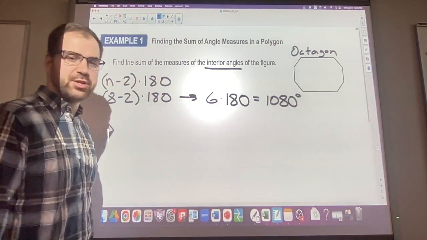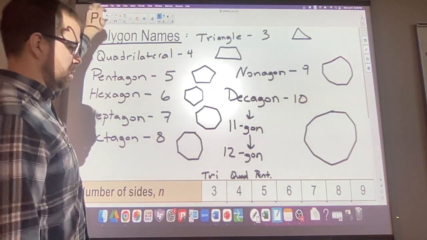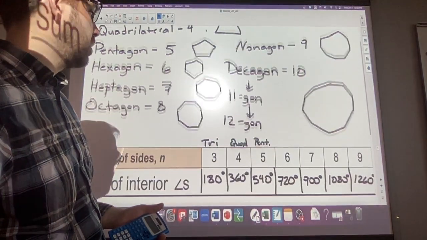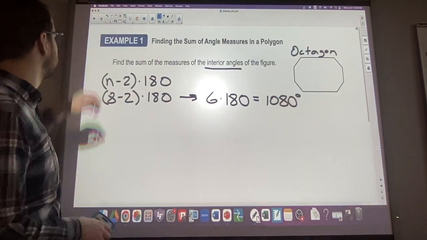Now this should match up. We used kind of a smaller number of sides here. This should match up with what we just did right here. Yep, 1,080. Everything matches up. Good. All right.